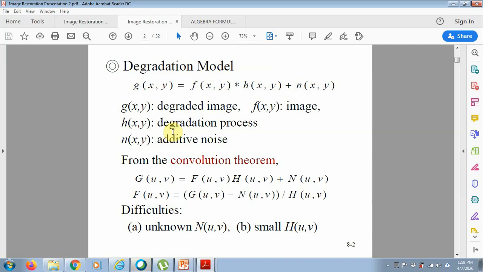From the convolution theorem, we can convert this spatial domain into the frequency domain. That is, G(u,v) is equivalent to F(u,v) into H(u,v) plus N(u,v). To get F(u,v), I shift N to this side, so G(u,v) minus N(u,v), and the multiplication becomes division on the other side. So I can get F(u,v) if I have G(u,v), N(u,v), and H(u,v). The difficulty you can face is unknown N(u,v) and H(u,v) in the degradation model.